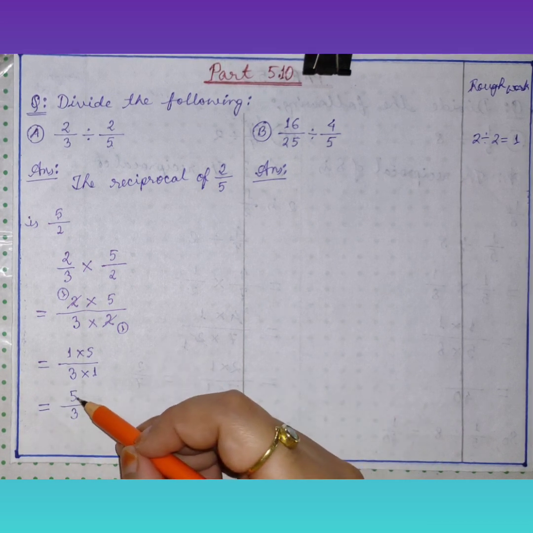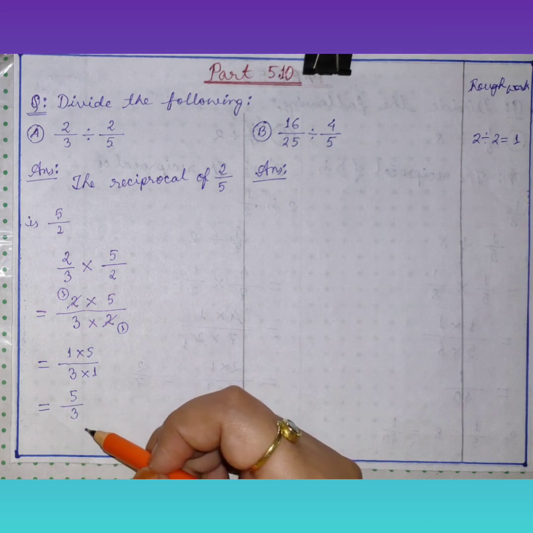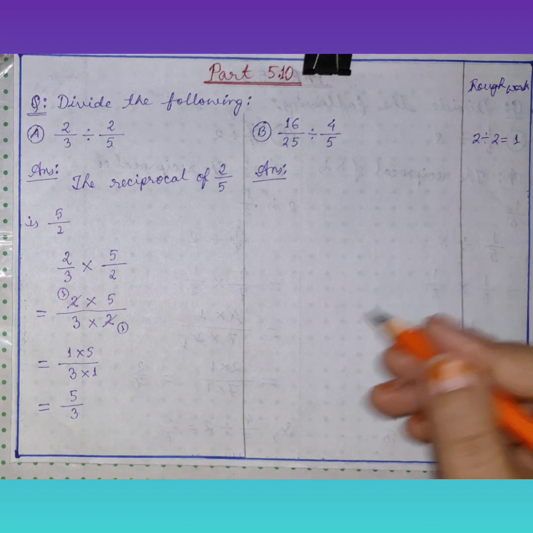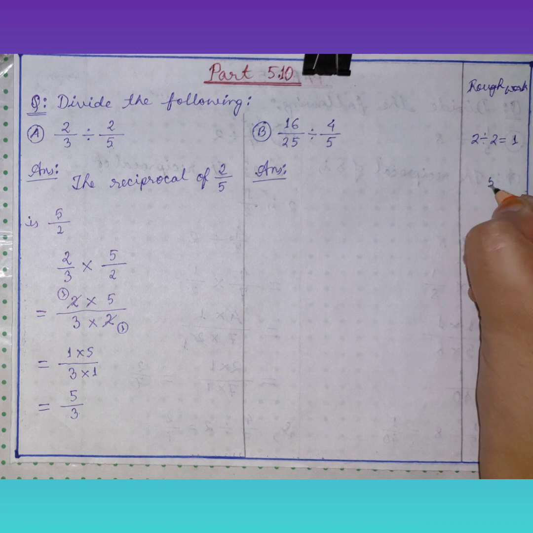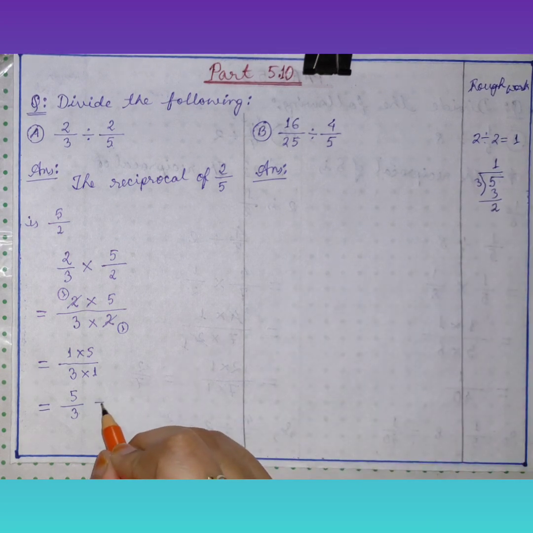Now see, 5 is greater than 3. That means the numerator is greater than the denominator, right? This is called an improper fraction. And whenever we get an improper fraction, we have to convert it to a mixed fraction. Next, we will convert this 5 by 3 into a mixed fraction, right? To do this, what we have to do? We have to divide the numerator, that is 5, by the denominator 3, right? We'll get what? 1, 3 is a 3, and the remainder is 2. And how can it be written in mixed form?